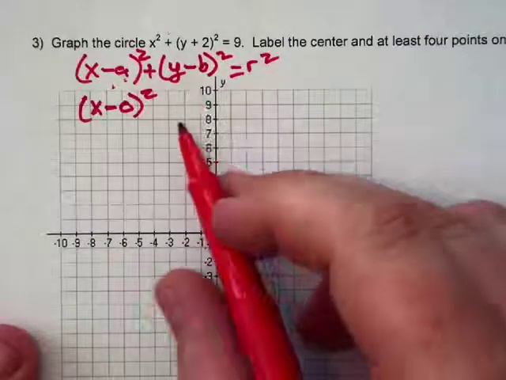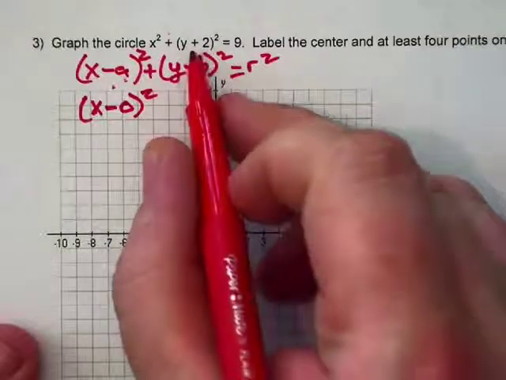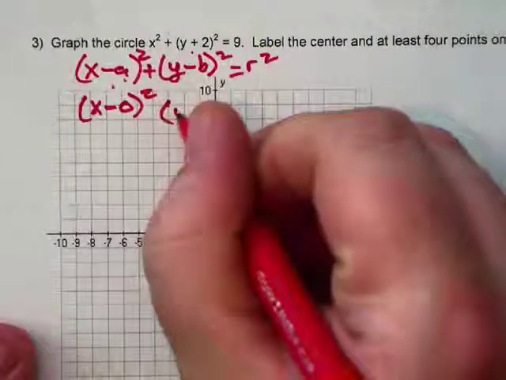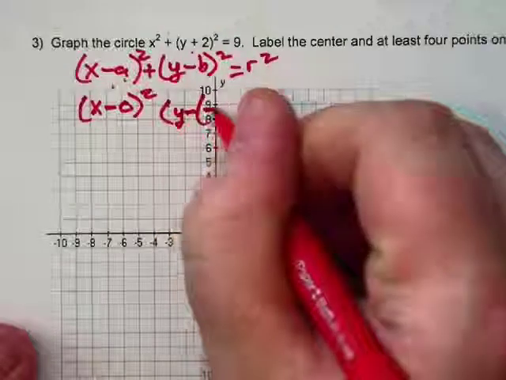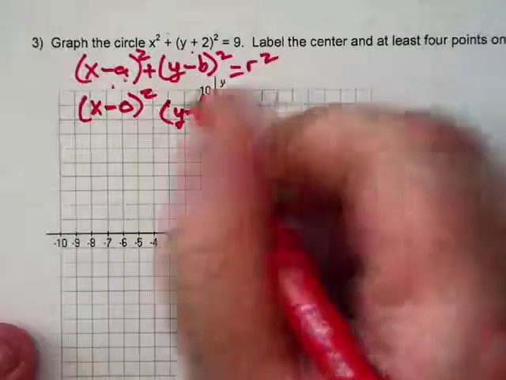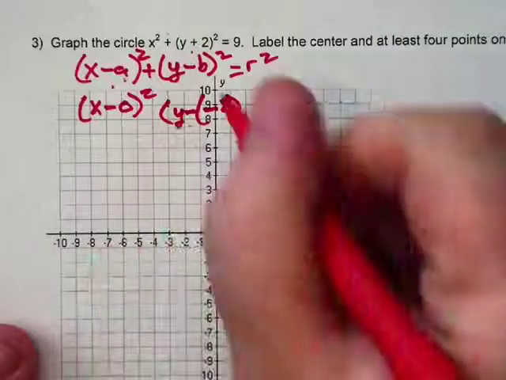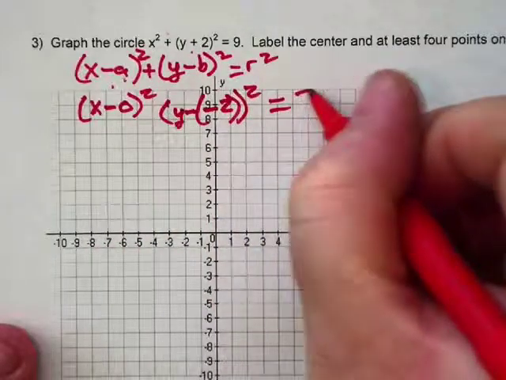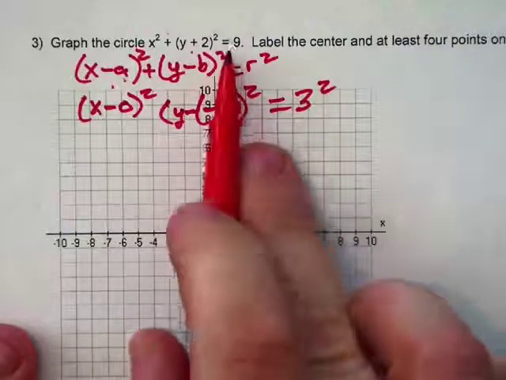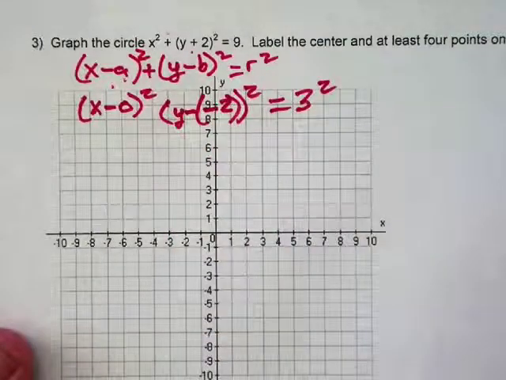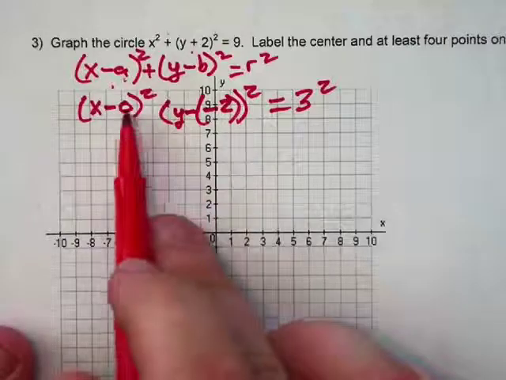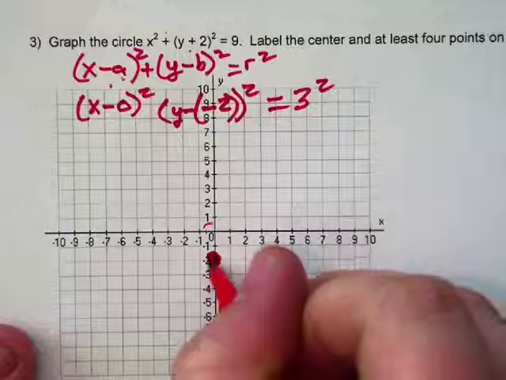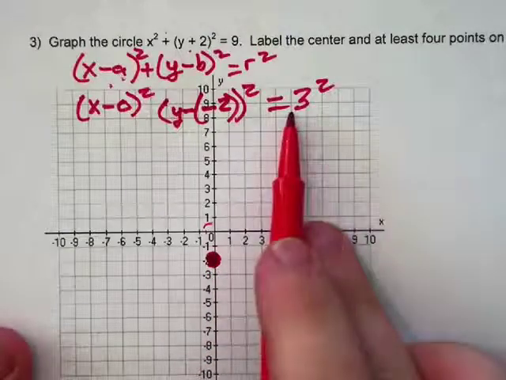Nothing changes there. Here we have the plus again, so we've got to change that, and that turns into y minus -2, so that we still get the plus, and then that equals 3 squared, because 3 squared gives us 9. So now we have our center point, 0, -2, so the center of the circle is going to be right there, and then our radius is 3.